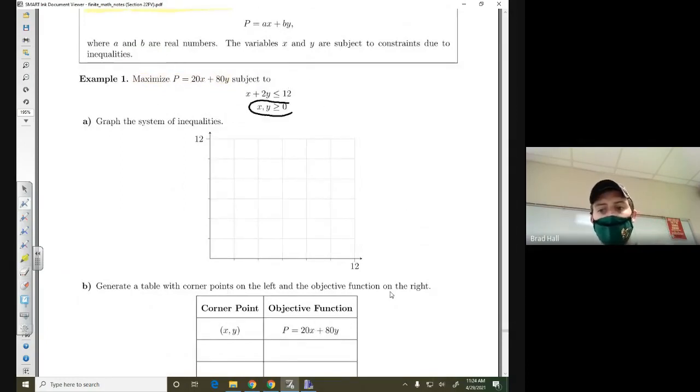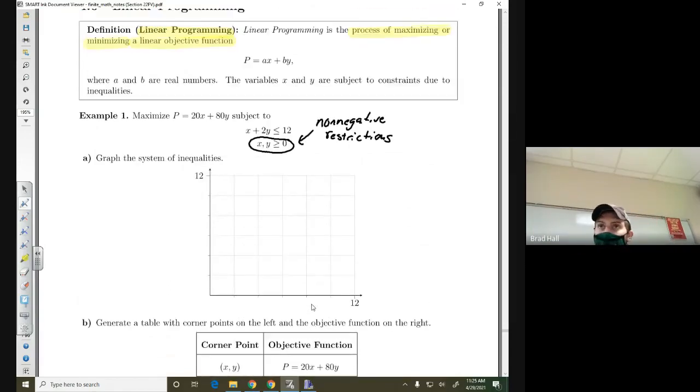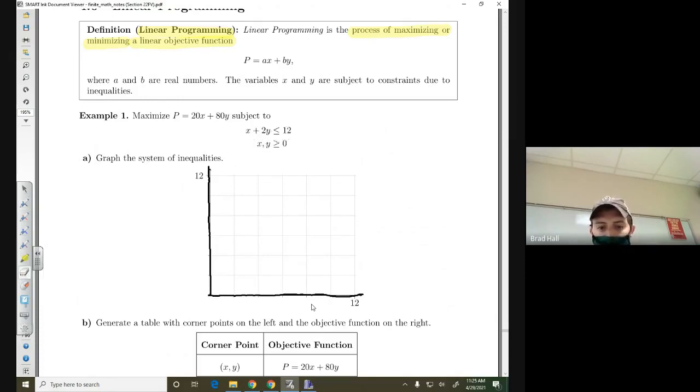Now, these two down here, you might recognize. Those are the non-negative restrictions, which you should get used to in this section, because this is a lot more application-based. Since we're dealing with applied concepts, they generally take on non-negative values. All that means is we're going to have lines on the axes. We can go ahead and do that. All right, so that takes care of the non-negative restrictions.